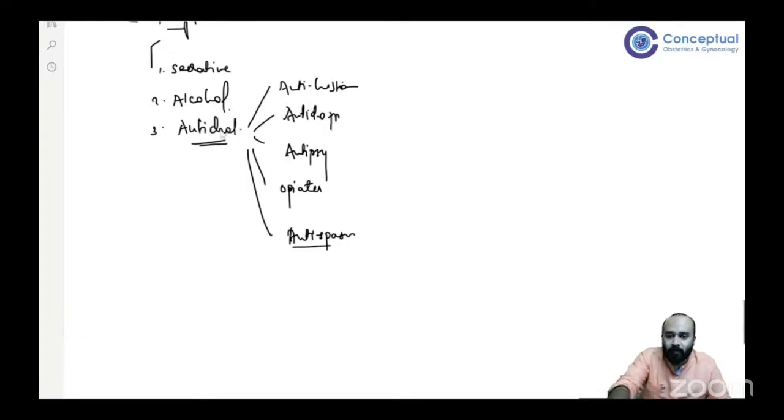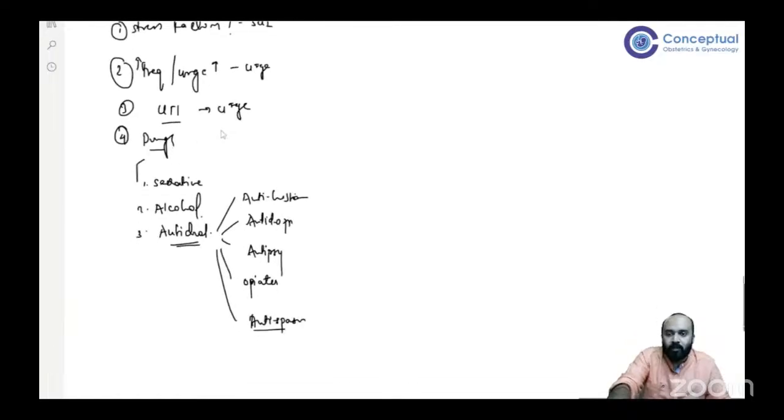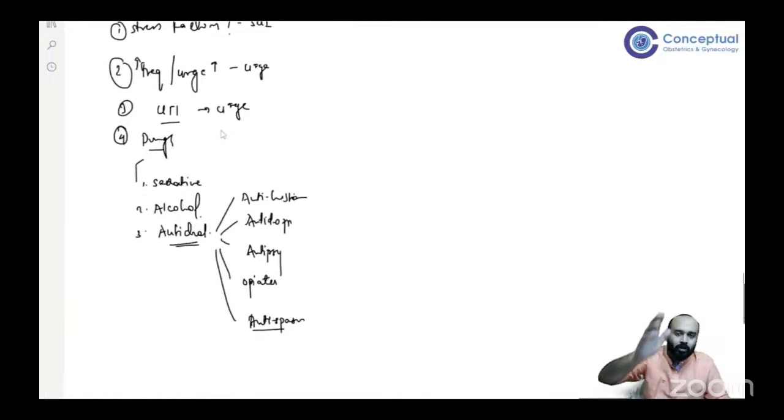These 4 factors are what I'm going to be asking her. If there are any stress factors, if there is any urge or frequency increase, is she having recurrent episodes of burning micturition, dysuria, that is UTI, and if she is consuming any of these drugs. Next is going to be my physical examination.